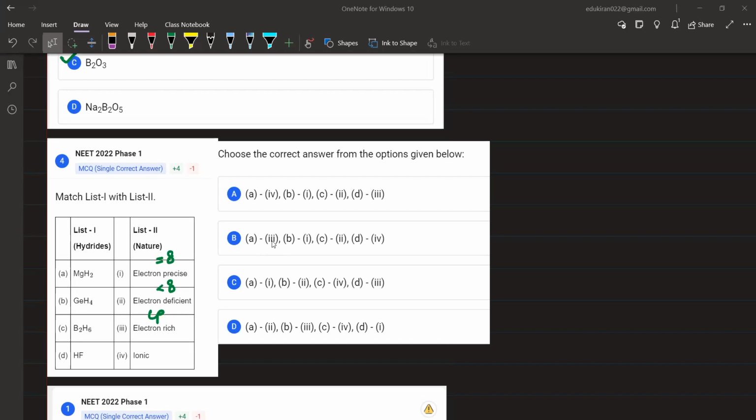See here, guys, magnesium is an s block element, so obviously it is going to be ionic in nature, right? Where are the rest? Germanium, boron, and fluorine. All of these are non-metals from the p block elements. Now, I'm not saying that all the s block elements are always ionic, but if I compare it with the p block elements, then obviously it is going to be more ionic than the p block elements, right? That is why MgH2 is ionic. That means for A, we have the fourth option, that is right.